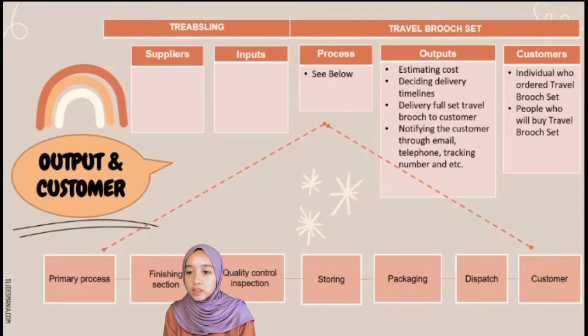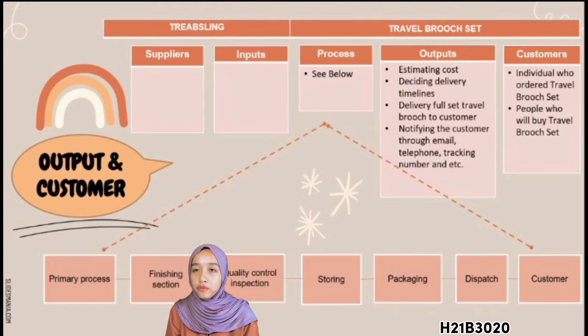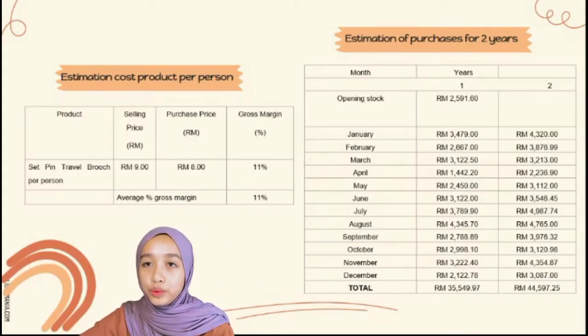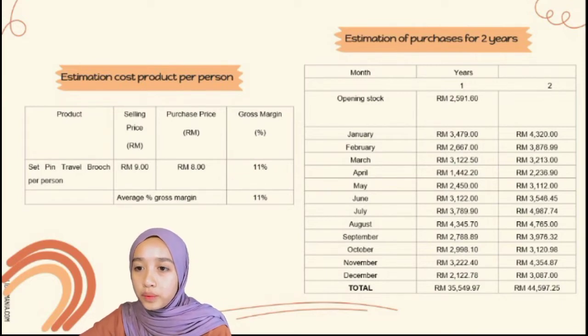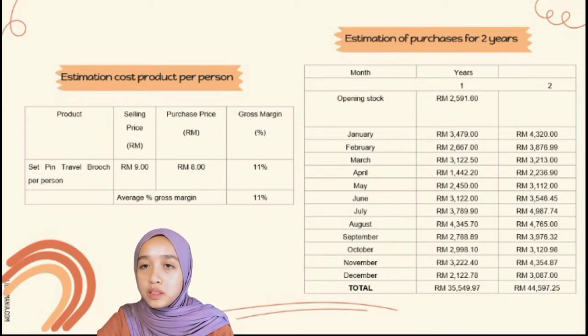I will explain about process, which is our product, the travel brooch set. The process consists of primary process, finishing section, quality control inspection, storing, packaging, dispatch and lastly customer. For output, we are estimating cost. We also show the estimated cost per person: our product, the pin travel brooch set per person, selling price RM 9, purchase price RM 8, and estimation for purchases for 2 years from January to December.